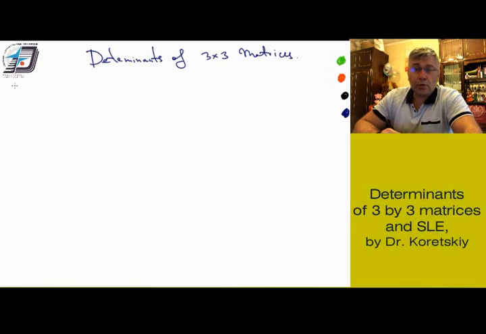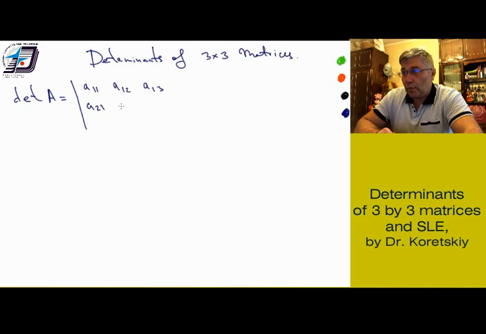Today we are working on determinants for 3 by 3 matrices. So, determinants of 3 by 3 matrices.